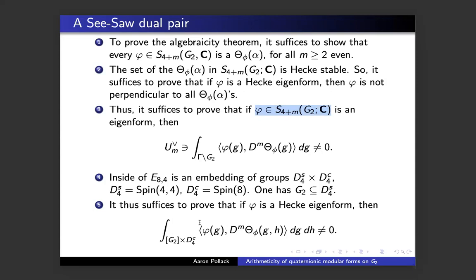So all in all, it suffices to prove that if phi is an eigenform, then if I take this theta function, theta phi, I differentiate it m times, and I plug in the pair (g, h), where g is in G2 and h is in this compact group of type D4, and I do this integral, then I get something non-zero.